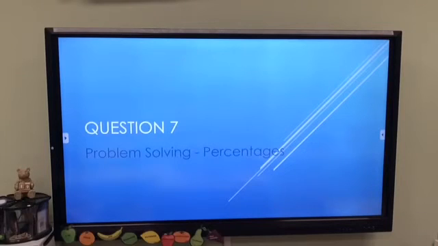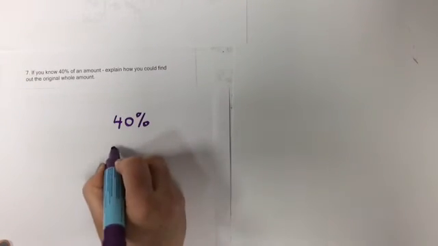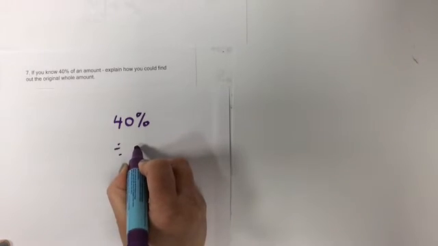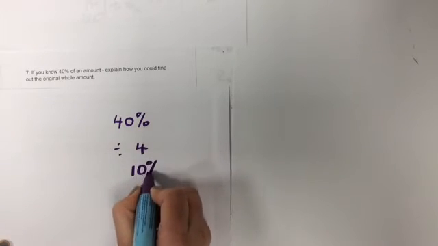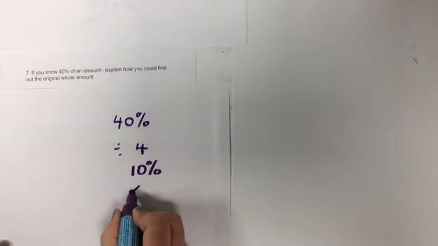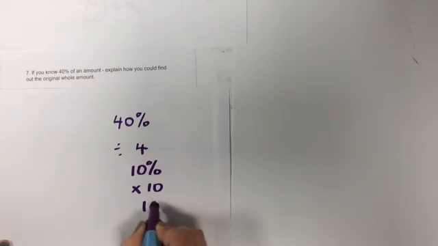Here's question 7. Okay, question 7 was a sort of an explaining one. If you know 40% of an amount, explain how you'd find the original amount. Well, there could be many ways you could do this. But if I knew 40% of an amount, I could divide whatever that amount is by 4, and that would give me 10%. And whatever that answer is, I could times by 10 to find the 100%.